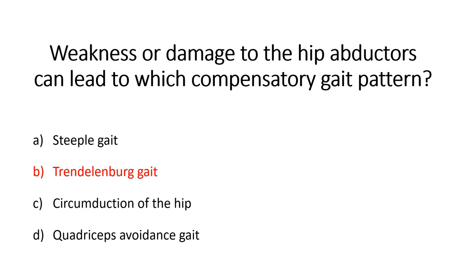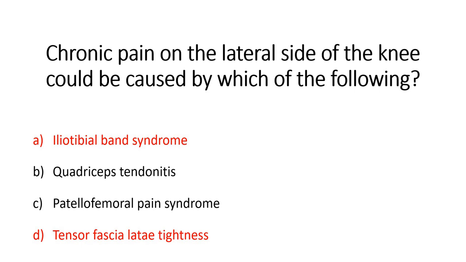Okay, and the final question, which is a bit of a red herring here, almost kind of a trick question, kind of not, I suppose. Chronic pain on the lateral side of the knee is caused by which of the following? It is iliotibial band syndrome, which is caused by tightness in the tensor fascia lata, which is an anterior hip muscle. I say is caused, it's sometimes caused by issues with the tensor fascia lata being tight.